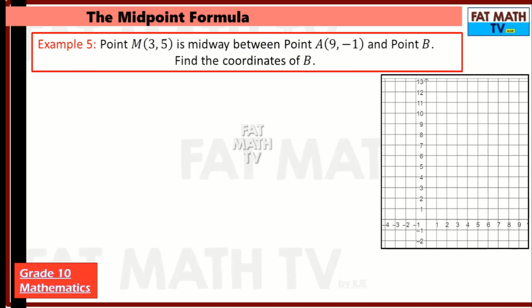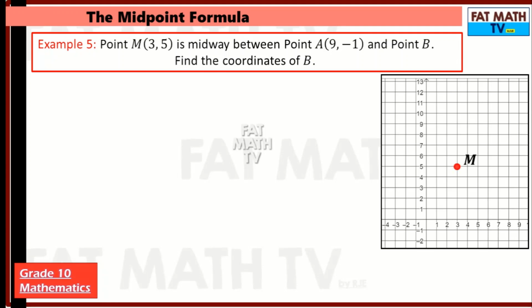So it's easy if you're just given the two endpoints and asked to find the midpoint. You just have to add the two x's and divide by 2, add the two y's and divide by 2, and then you will already get the x and y coordinates. How about if you're given a midpoint and 1 point? What is the other endpoint of the line segment? Point M 3, 5 is midway between point A with coordinates 9, negative 1 and point B with unknown coordinates. Find the coordinates of B.